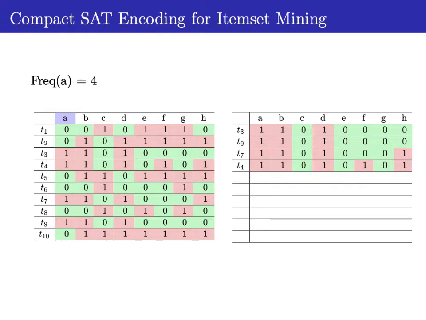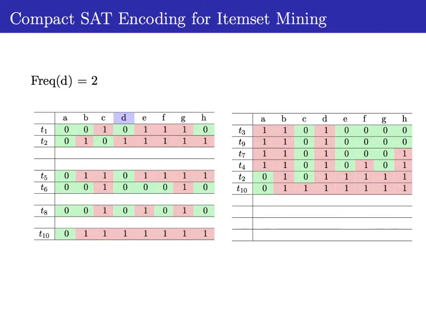On the left side, our transaction database, and on the right side, you find the transaction database ordered greedily. The less frequent item is the item A. We place the transactions containing the item A, which are T3, T9, T7, and T4, on the top of the ordered database.